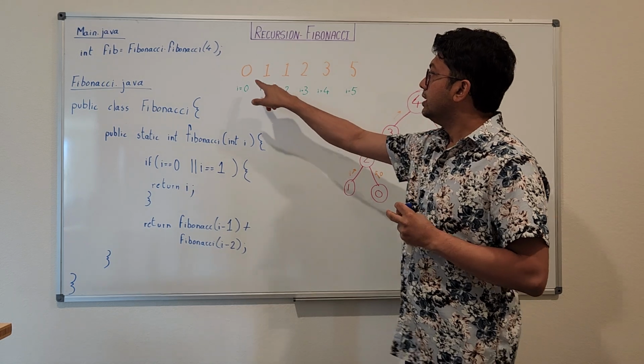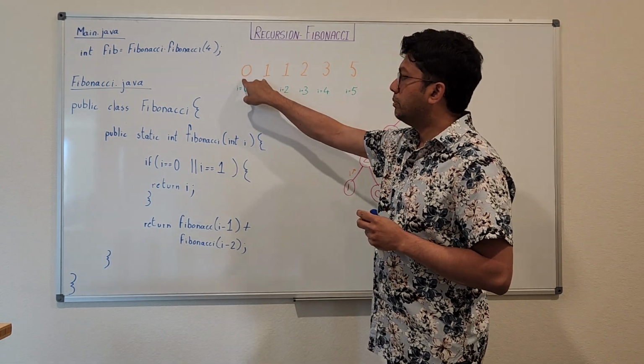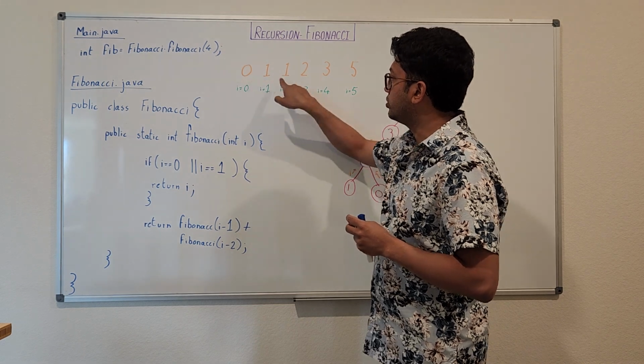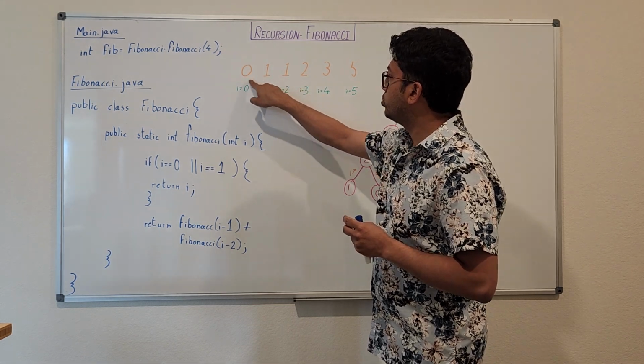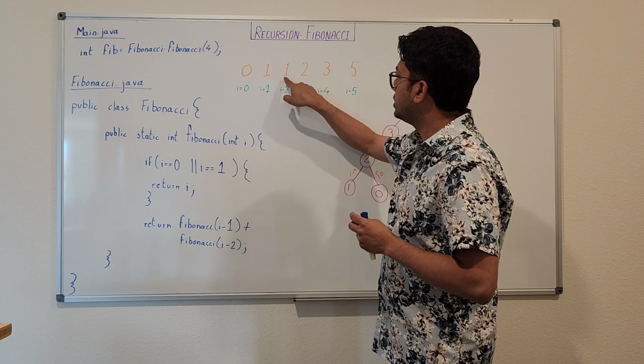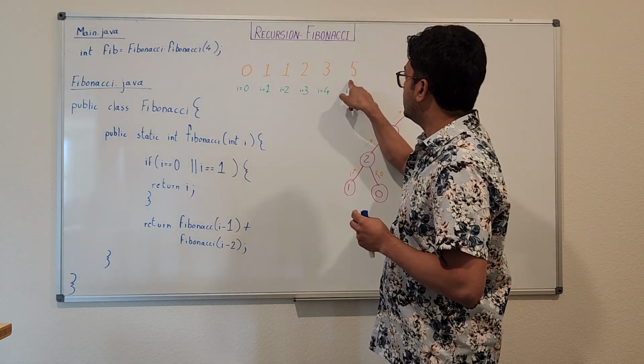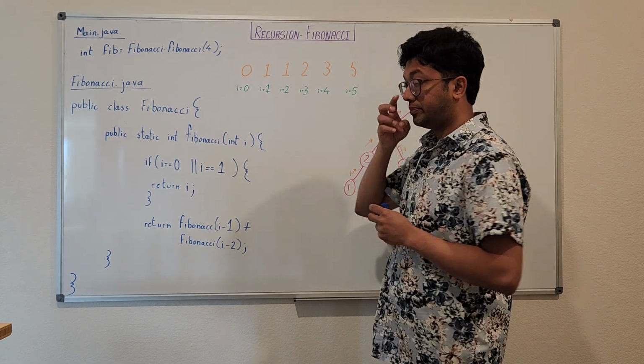As you might already know, the Fibonacci sequence is a sequence like this. The first two elements are 0 and 1, and every element is the sum of the previous two. So this one is 0 plus 1, 1. This one is 1 plus 1, 2. This one is 2 plus 1, 3. This one is 3 plus 2, 5.